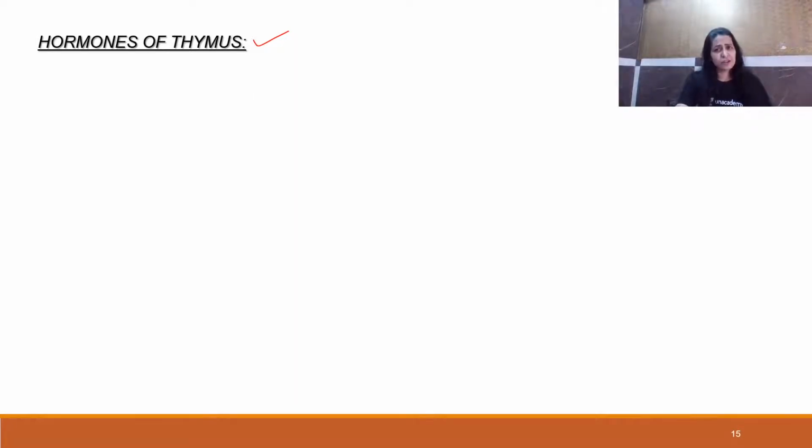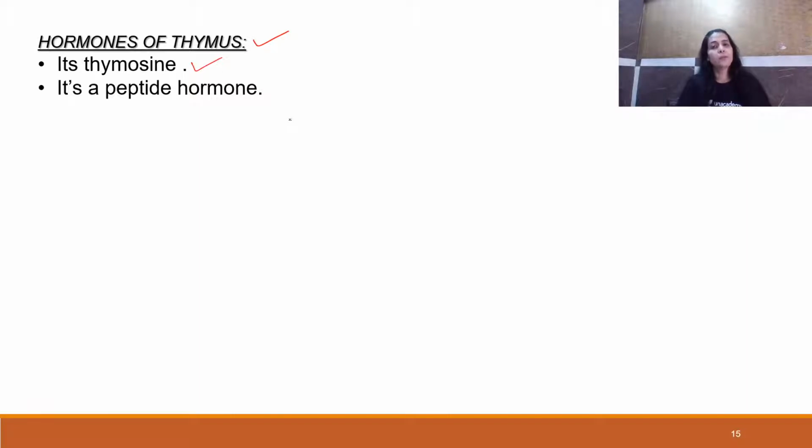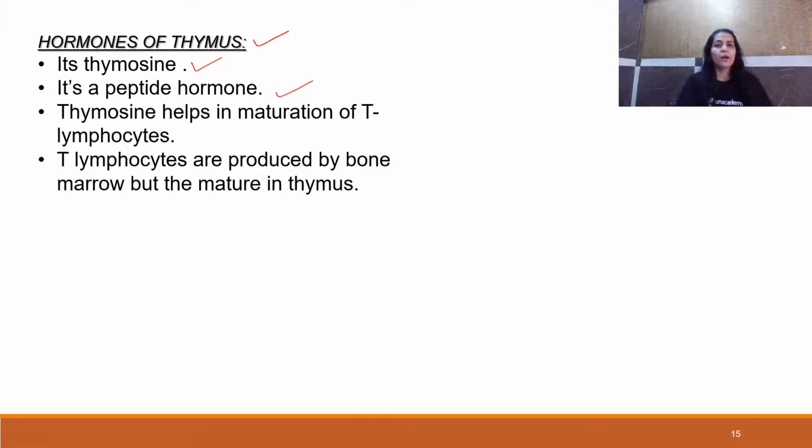Naturally, these hormones must be related to the maturation of T lymphocytes, because the thymus is the school of T lymphocytes. We will come to that. The hormone that is released is thymosin. The name of the hormone is thymosin, simple to remember, from thymus comes thymosin. It's a peptide hormone, which means it's a protein hormone. What does it do? As I told you, it helps in the maturation of T lymphocytes.